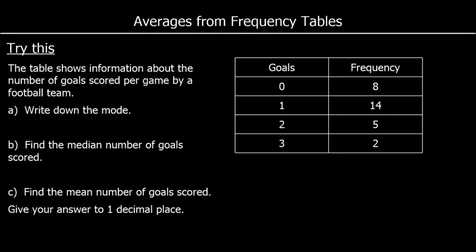Averages from frequency tables. This is a different way of displaying the information. So we've got information about the goals scored per game by a football team. We can read this table as no goals have been scored 8 times. So there are 8 zeros. 1 goal has been scored 14 times. So there are 14 ones.